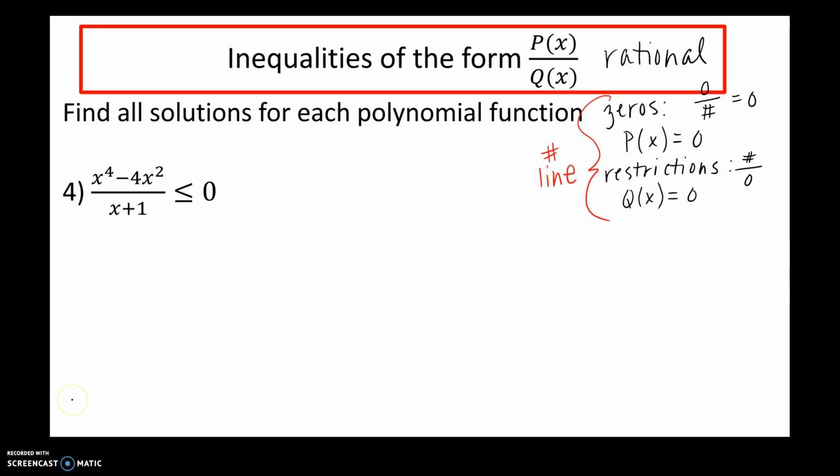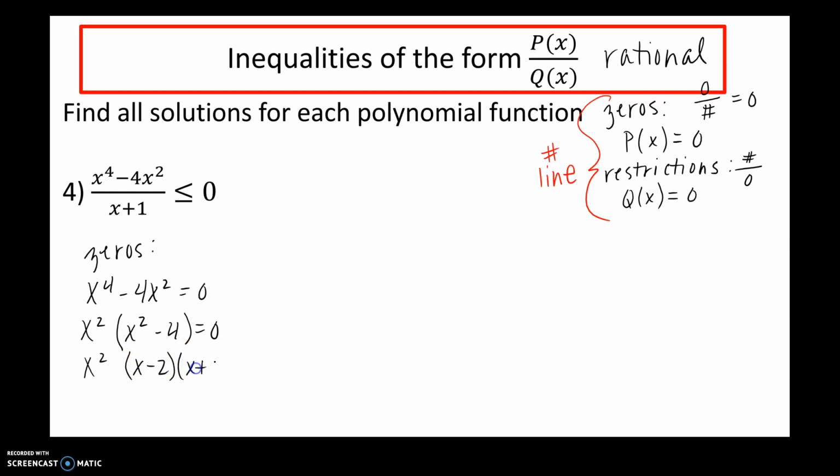Okay, so let's first find our zeros. I'm going to set my numerator equal to 0. Okay, GCF of x squared. So I factor that out. I'm left with x squared minus 4. Then I can factor this further, difference of perfect squares. Okay, so my 3 zeros are 0 plus or minus 2.